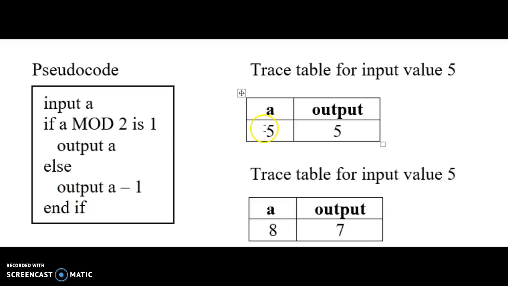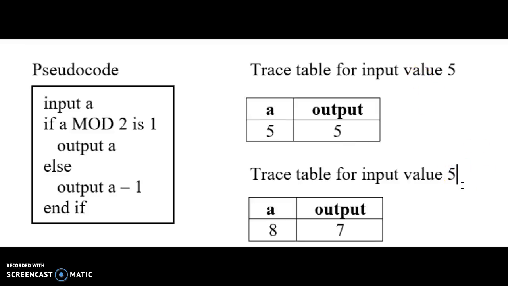So in this case, when A is 5, 5 mod 2 is 1, so the condition is true, and therefore we execute the output A. Because A is 5, we output a 5, and the else part is not executed because the condition was true. And that's it. So a very simple trace table for the input value 5.